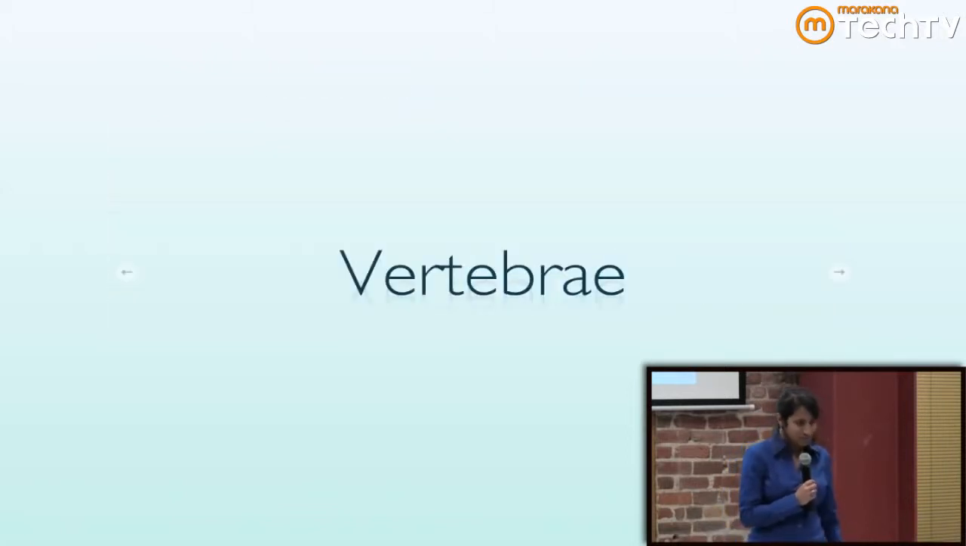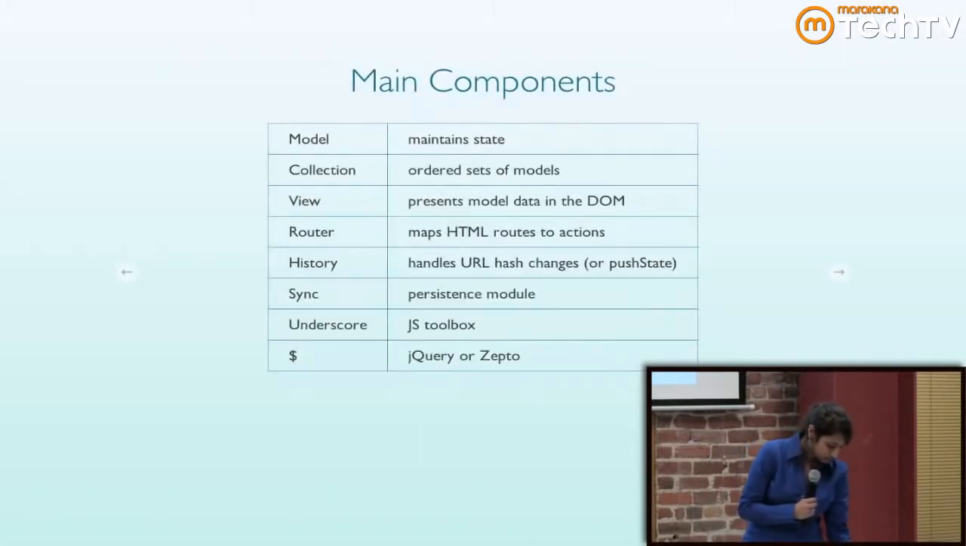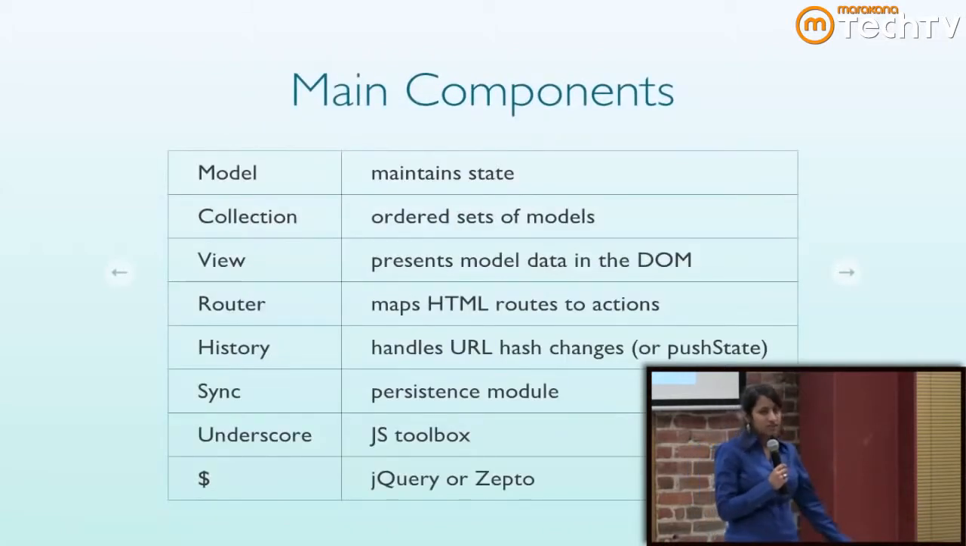So, the components of Backbone. There's a model, which maintains state. There's a collection, which Backbone separates from a model, which is pretty handy. There's a view. A router kind of takes the place of a controller. It's similar to routes.rb in Ruby. History deals with dispatching URL changes to the router. And sync is how it interacts with the server, along with Underscore and jQuery.